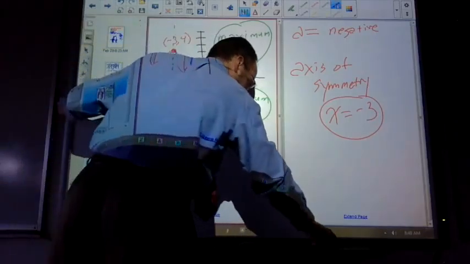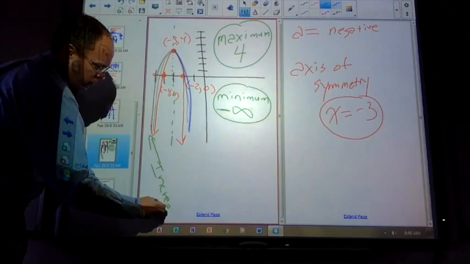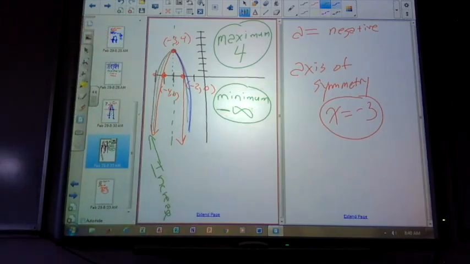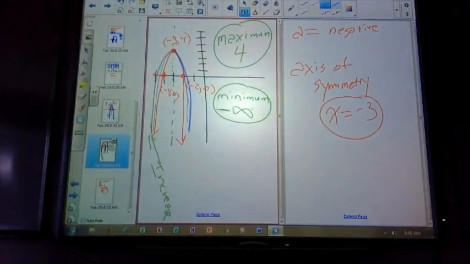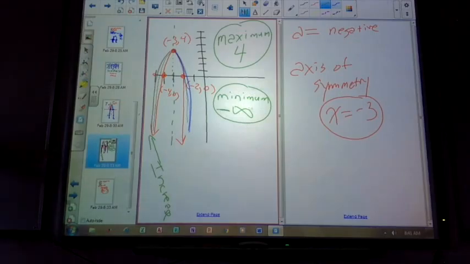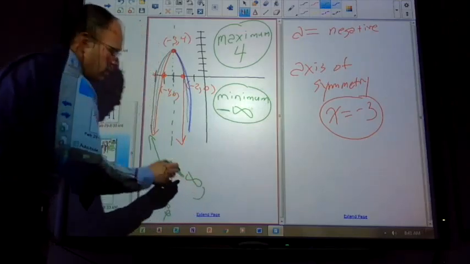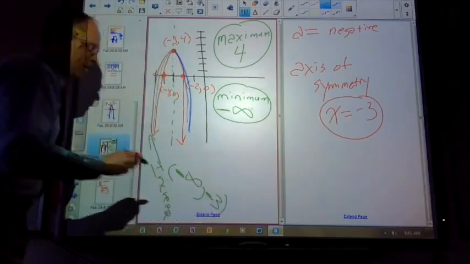Coming up, I'm going down. Right over on this side is where I am increasing. Okay? I'm increasing. If I were going in the x direction, if I was way over here in the x direction, where is way over here in the x direction going to be? Negative infinity. Okay, so from negative infinity to what x value do you think I'm increasing? What's your x value? Negative 3.